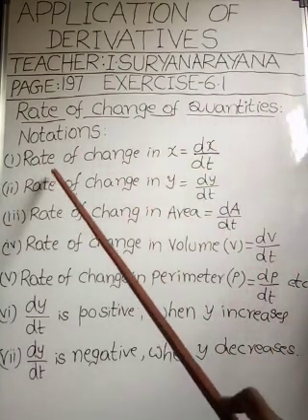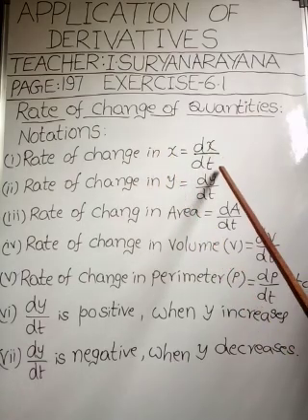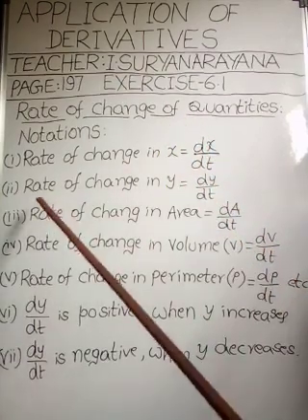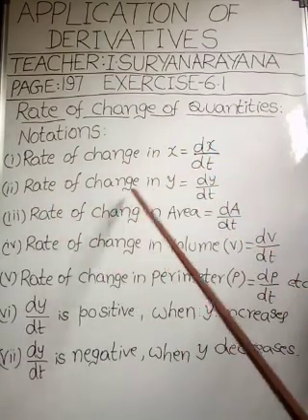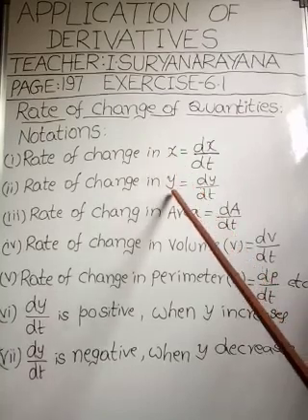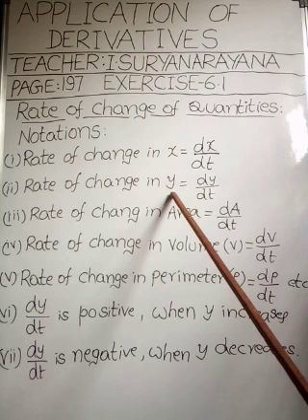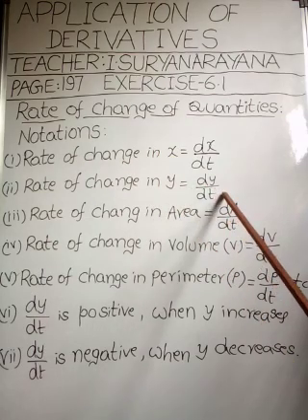See, first notation, rate of change in the variable x, it is denoted by dx by dt. Understood this point, my dear children? Right. Now come to the second point, rate of change in y. Just I changed the letter y. Here x I wrote, here I am writing y. So how do you denote it? dy by dt. Understood this second point, my dear children?